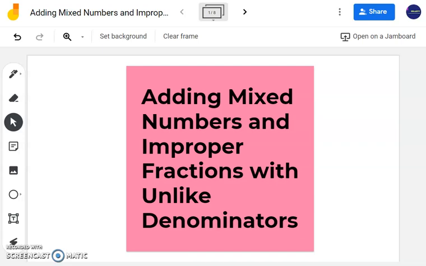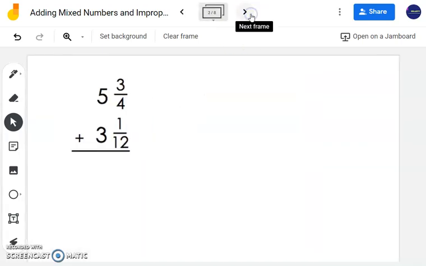So in this video, we're going to focus on adding mixed numbers and improper fractions with unlike denominators. The first problem we have here is 5 3/4 plus 3 1/12. Now, as always, I look at my denominators. We see that they're 4 and 12. Since they're both different, we cannot start adding until we find the least common denominator.